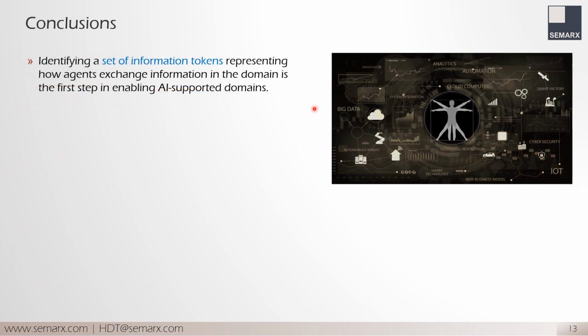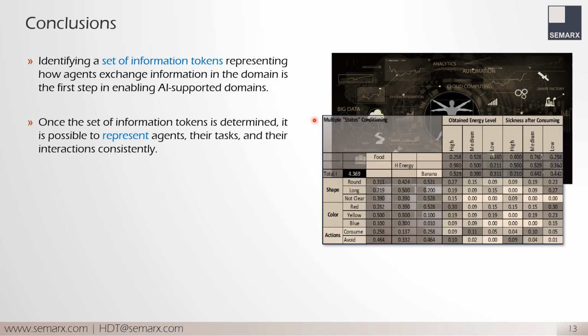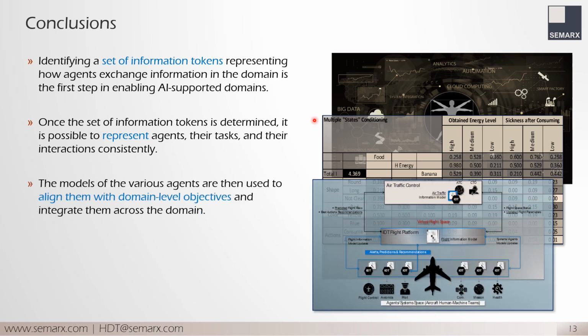Identifying a set of information tokens representing how agents exchange information in the domain is the first step in enabling AI-supported domains. Once the set of information tokens is determined, it is possible to represent agents, their tasks, and their interactions consistently. The models of the various agents are then used to align them with domain-level objectives and integrate them across the domain.